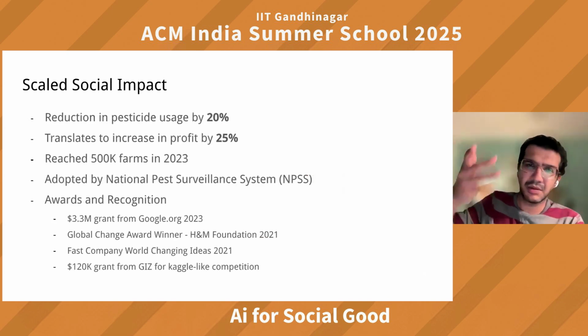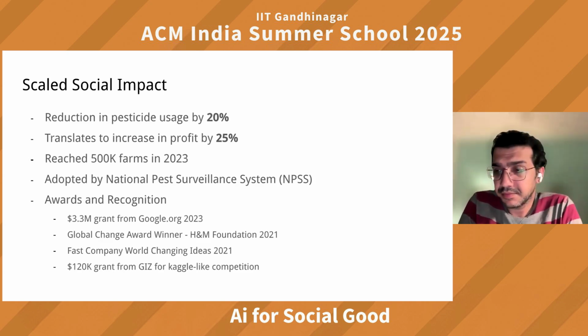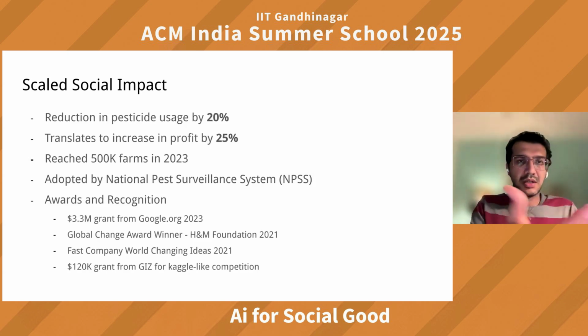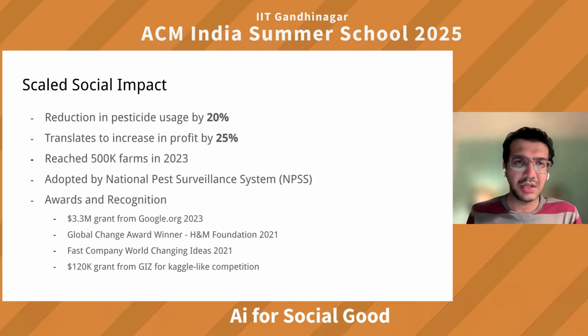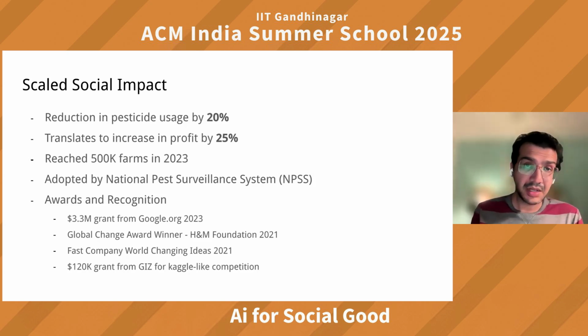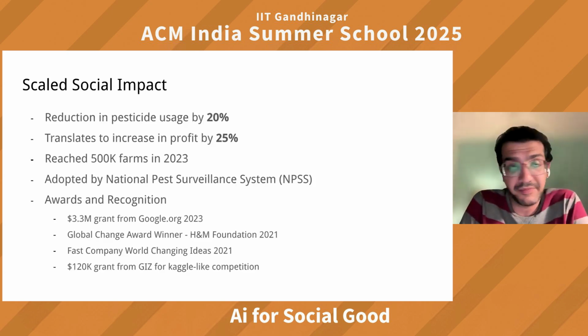What is the impact of this? This is the oldest project that we have worked on. There was an evaluation done on the farmers that used it and didn't use it. And the two key numbers, as I said earlier, there was about 20% reduction in usage of pesticide and also a 25% increase in profit. Those are correlated variables, but they have different meaning. One is the input, the other one is the output. As of 2023, there were about 500K farms. Since then, I have left the institute, so I don't have the latest number, but now it's part of the national pest surveillance program, right?